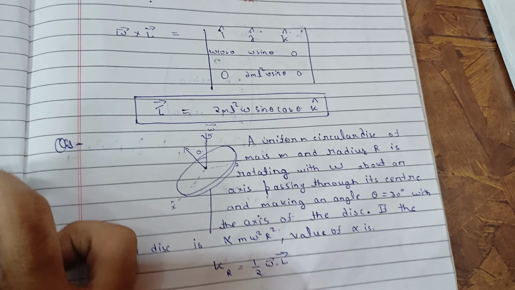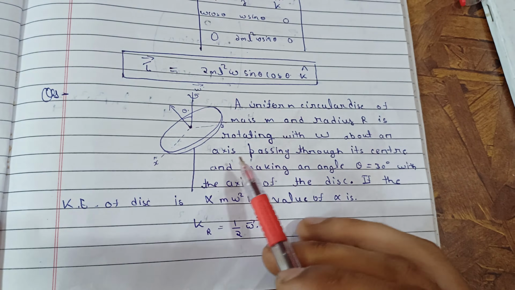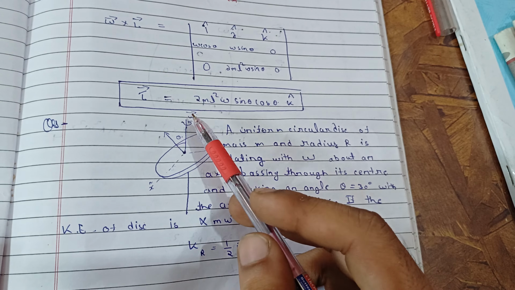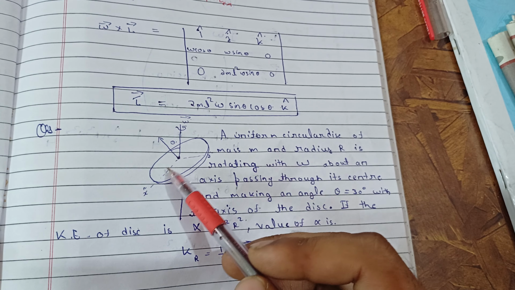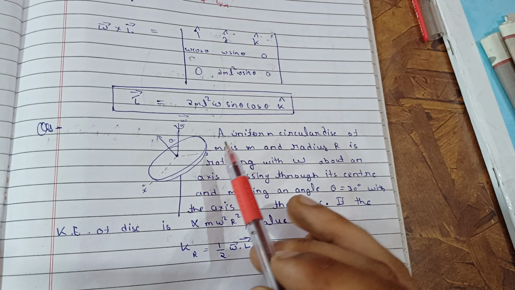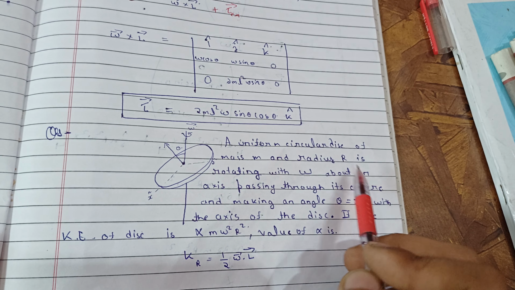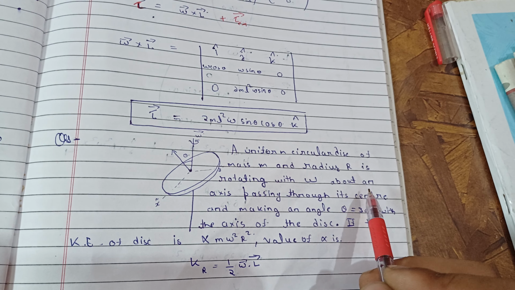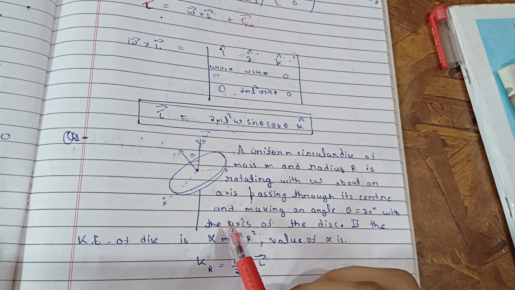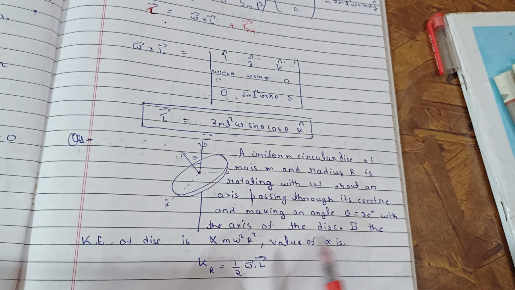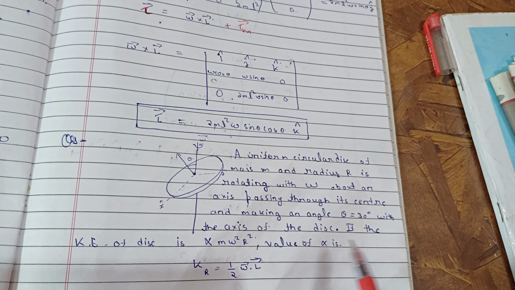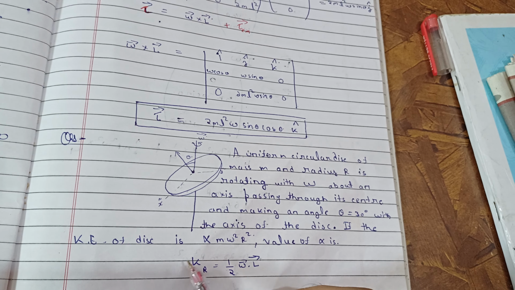Let's see one more question. This figure was given, this disk, and it was rotating about some arbitrary omega. So this will be your angular velocity, and this angle is theta. The question was: a uniform circular disk of mass m and radius r is rotating with omega about an axis passing through its center and making an angle theta equal to 30 degrees with the axis of the disk. If the kinetic energy of the disk is alpha m omega square r square, the value of alpha is?